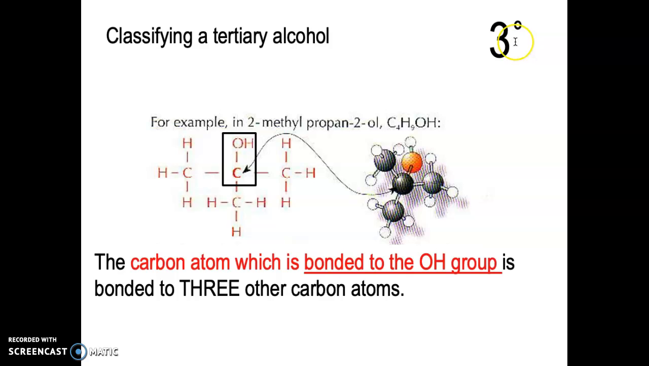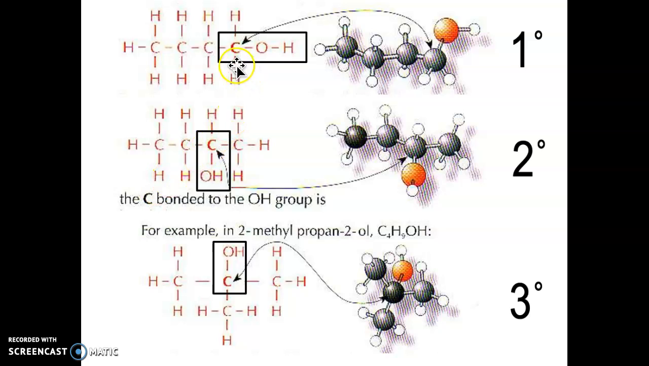Again, the 3 with the degree symbol represents those 3 carbons that are directly bonded to the carbon with the OH group. So there you go. Primary, where it's bonded to 1 carbon, secondary, where it's bonded to 2 carbons, and tertiary, when the carbon with the OH group is bonded to 3.